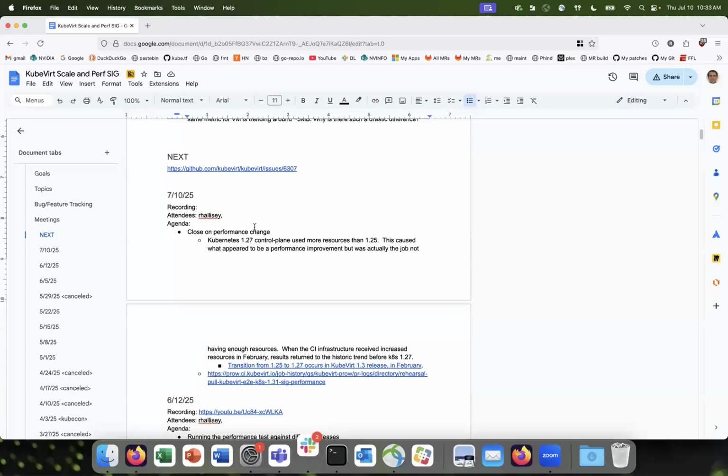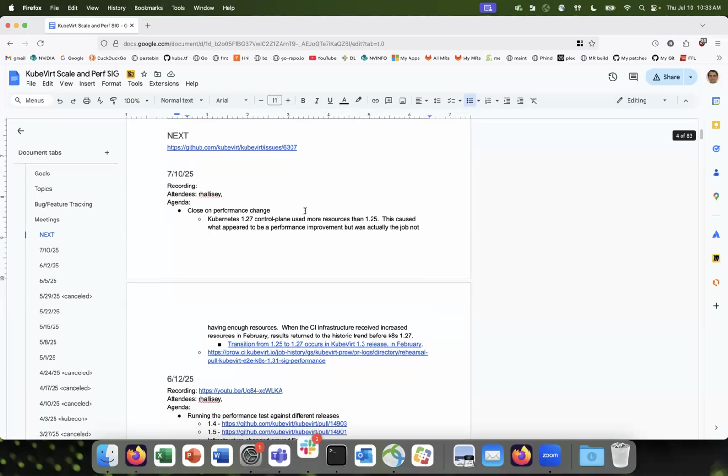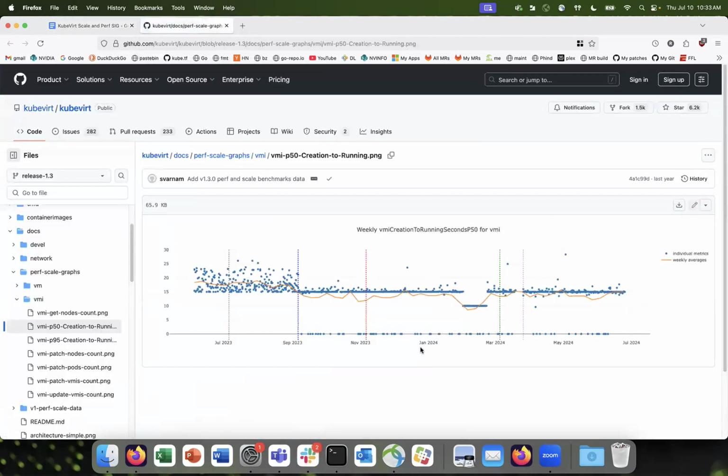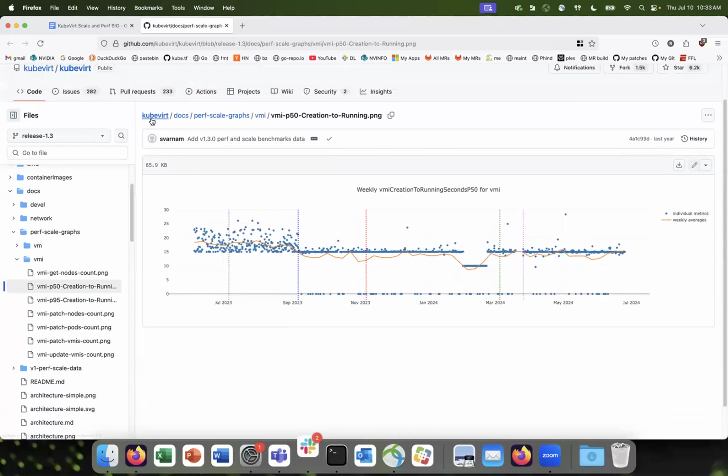So I want to close on this topic, and then send out to the mailing list what our conclusion was on the performance change. This is what I've been able to come up with so far, and basically been able to summarize here is that in the transition from 1.25 to 1.27, we noticed this change. You can see it right here on the left side in September 2023 that this was the provider transition.